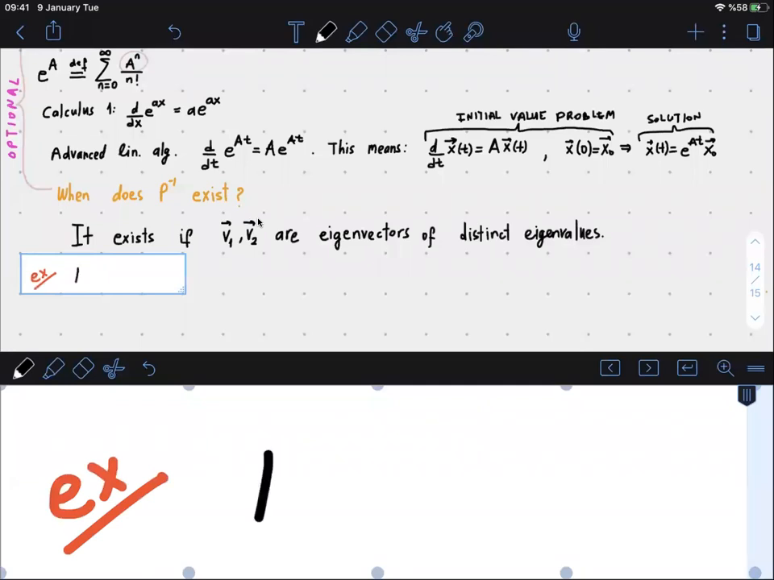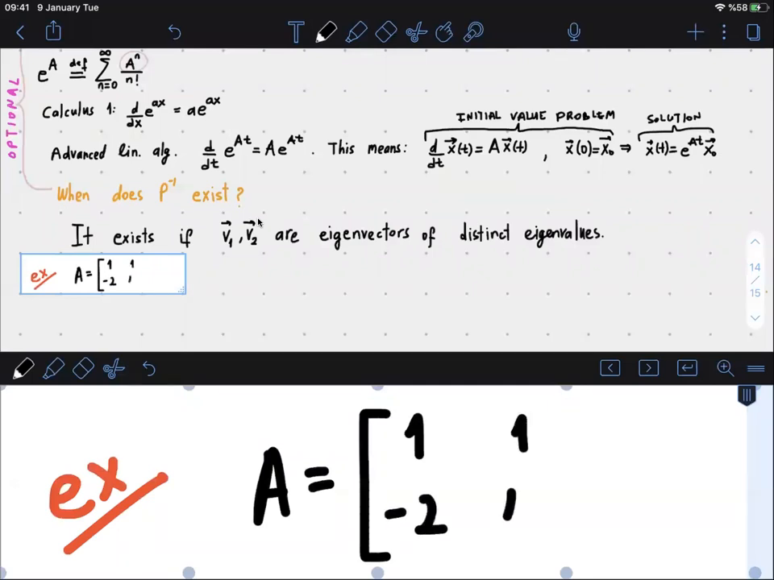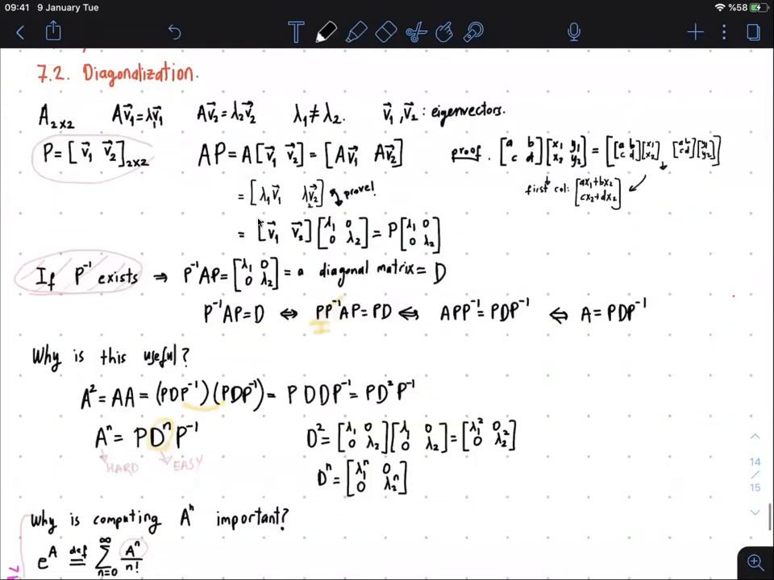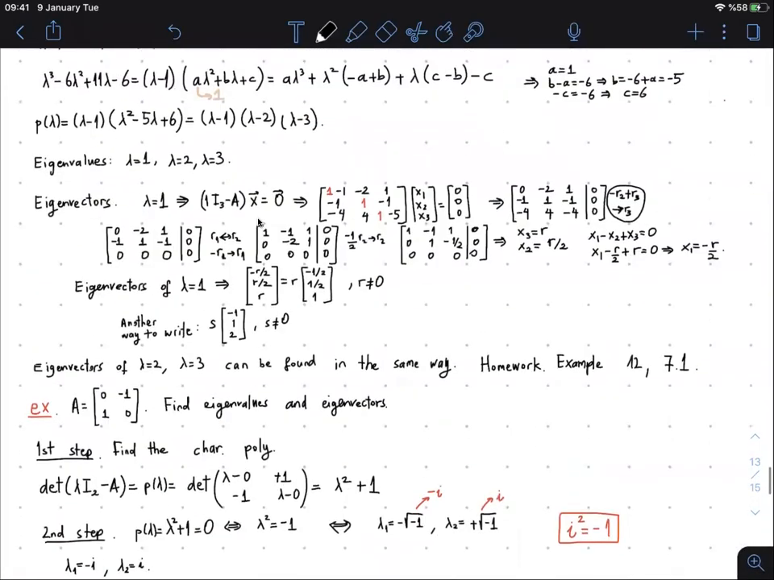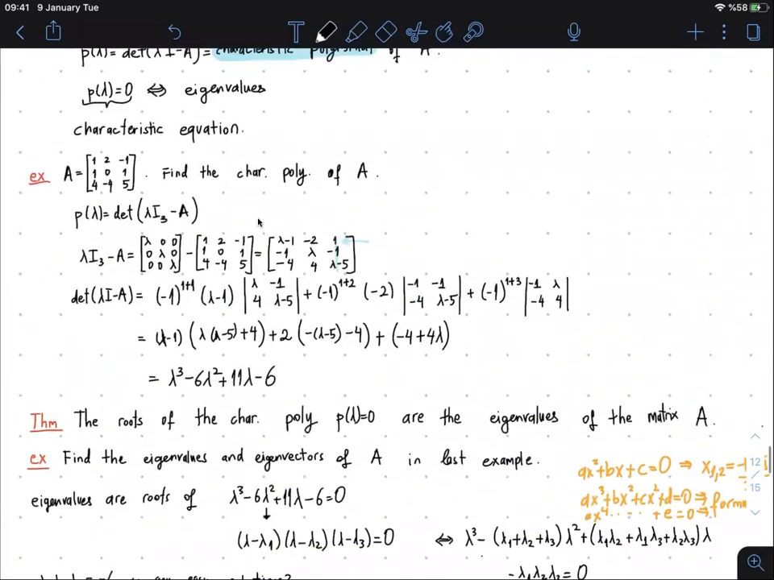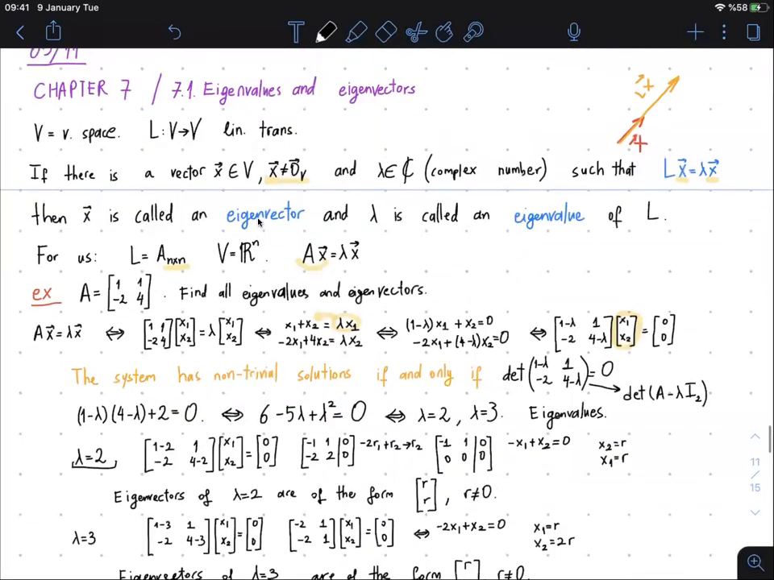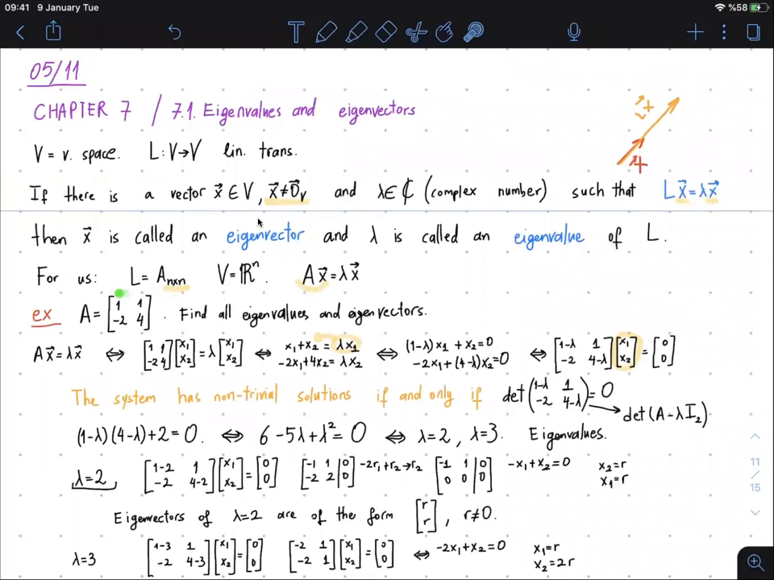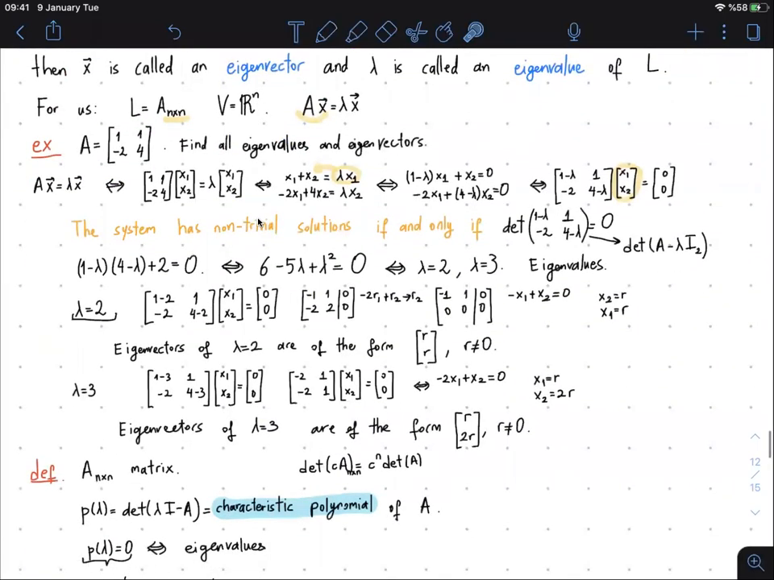Okay, let's take the matrix 1, -2, and 1, 4. I think we did this example. Let's go back. So yeah, this one, right? We found the eigenvectors and eigenvalues. For lambda equals 2, we get this eigenvector. For lambda equals 3, we get this eigenvector. So let's copy them.